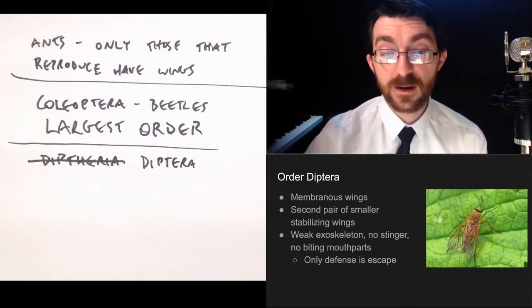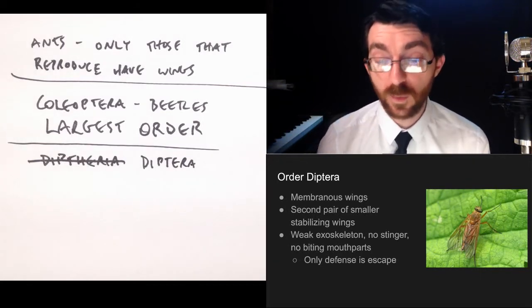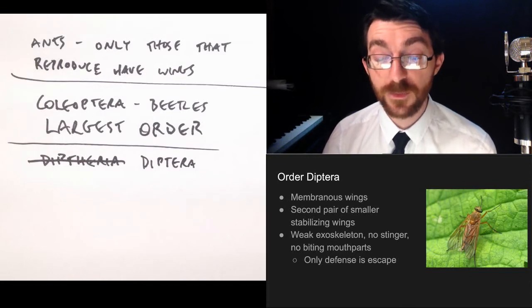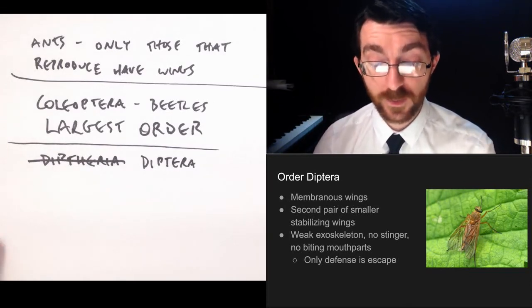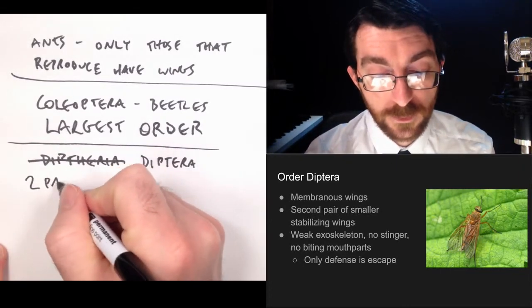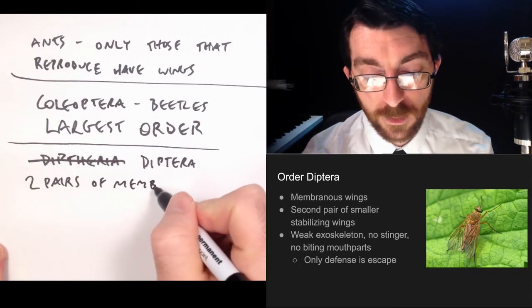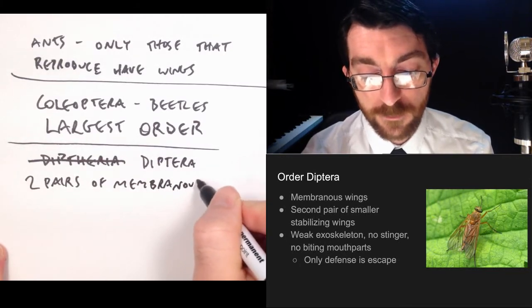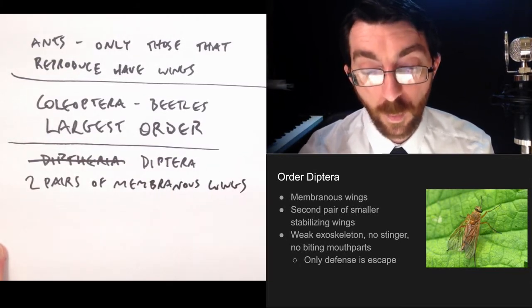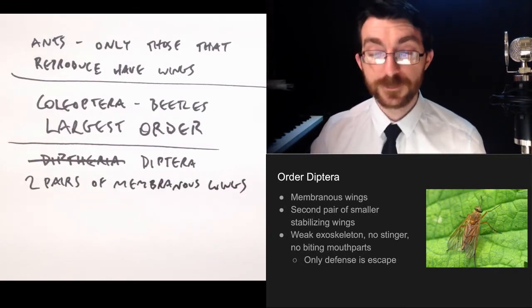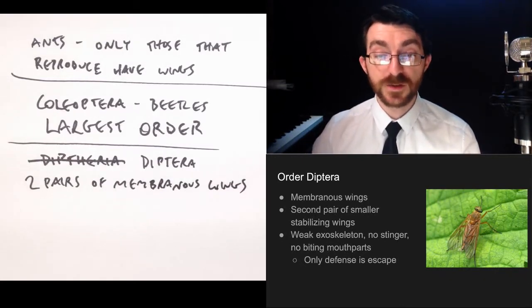Again, Diptera, they have membranous wings, which means they are like see-through. They also have a second pair of smaller stabilizing wings. So, two pairs of membranous wings. Okay, and the second pair is for stabilizing.